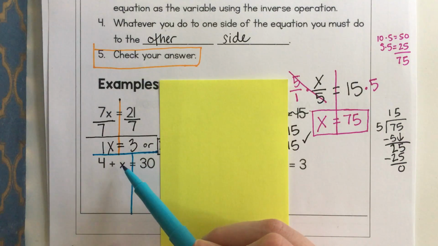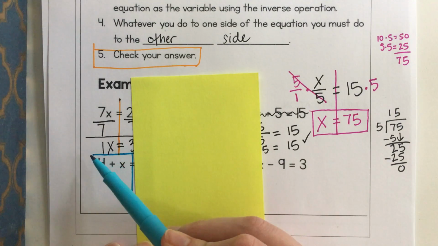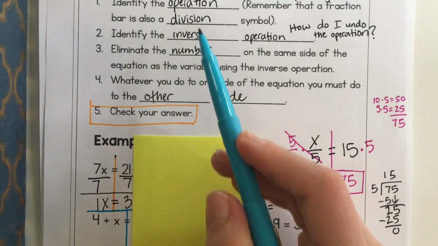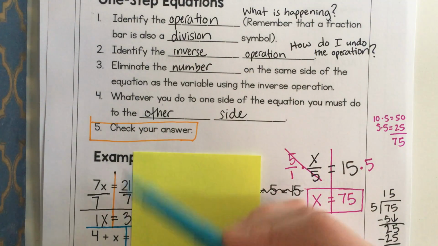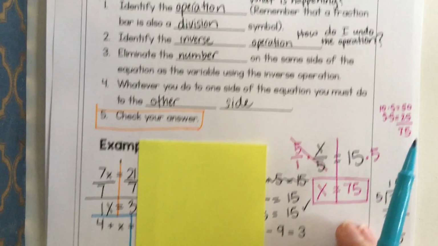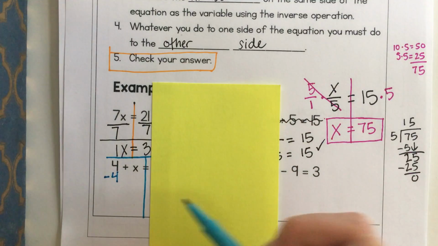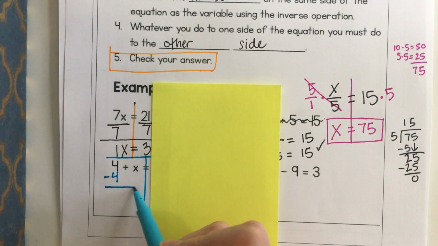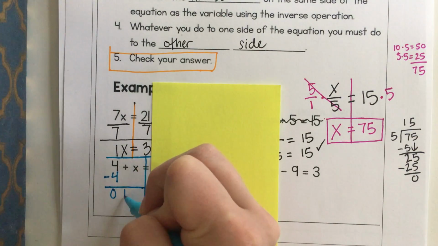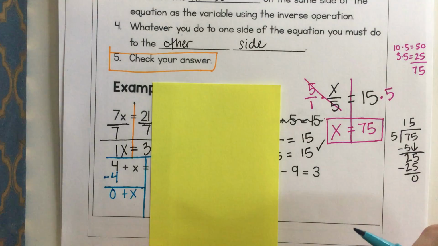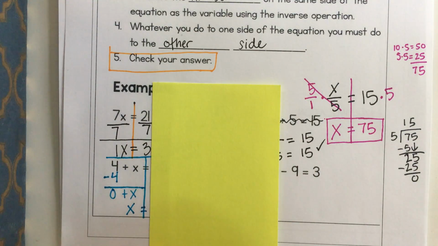So 4 plus a number is equal to 30. We're going to say 4 plus a number. I want to eliminate that number. I've identified the operation as 4 being added to a number. The inverse operation of addition is subtraction. So I'm going to subtract 4. What is 4 minus 4? Yeah, it's 0. 0 plus x is the same thing as just an x, and that's what we want. We want to know what x is equal to.